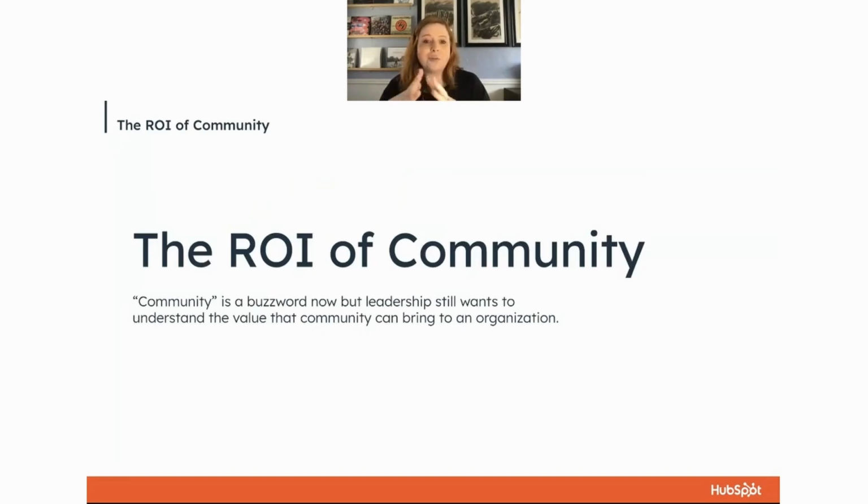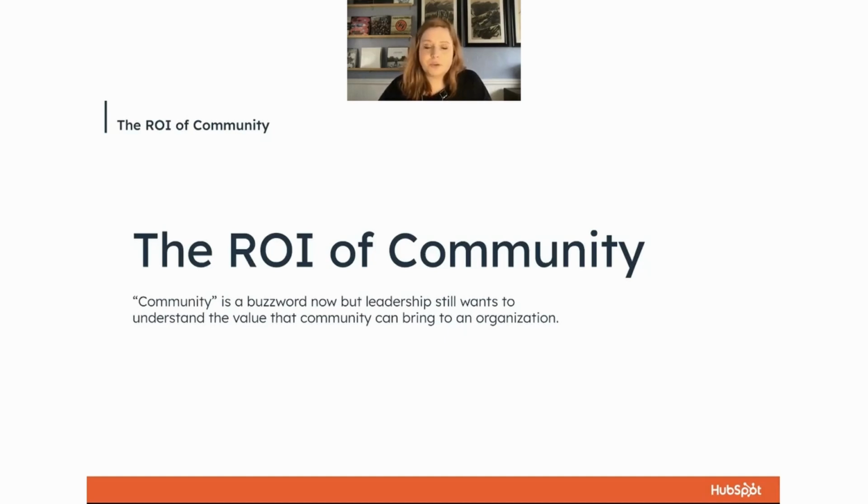So now that we know that it's important to think about community and what it can do, I'm going to have to talk to leadership, and I'm going to have to ask for resources, and I'm going to have to explain why community is important. And that usually comes down to ROI. Why should I give you a budget to pay for a platform? Why should I hire a community manager? Why should I invest time in something that's not going to be a quick win for us? What's in it for us?